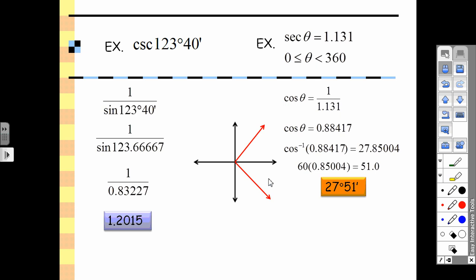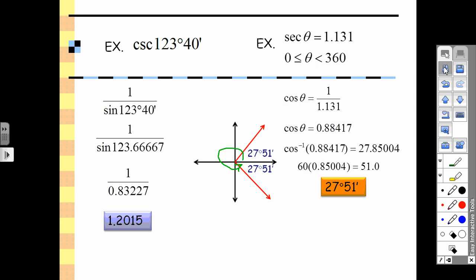If we sketch out a little diagram here, we know that this angle that we just solved for goes right here. It's in the first quadrant. But we also know as a reference angle, it's going to be congruent down here. So both of those are 27 degrees, 51 minutes. Now, the second angle that we are looking for is this one that goes all the way around. Oops, went a little too far, but you get the idea. It's in the fourth quadrant.